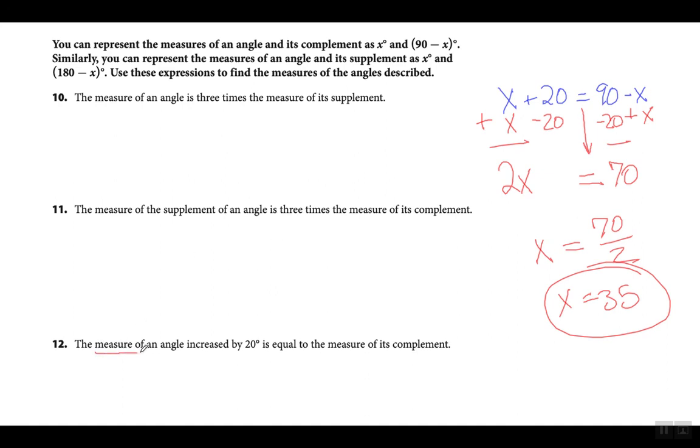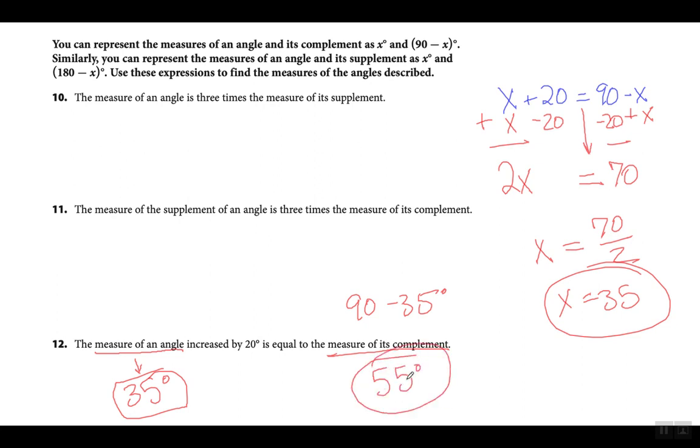So the measure of an angle, the answer to this one, they're asking you what is x. Okay, x is 35 degrees. And the measure of its complement would be 90 minus 35 degrees. I know 90 minus 30 is 60. So if I subtract 35, I have to subtract 5 more from 60. So that gives me 55. And you can see if I add 55 plus 35, it gives me 90. All right, let's check the next slide.